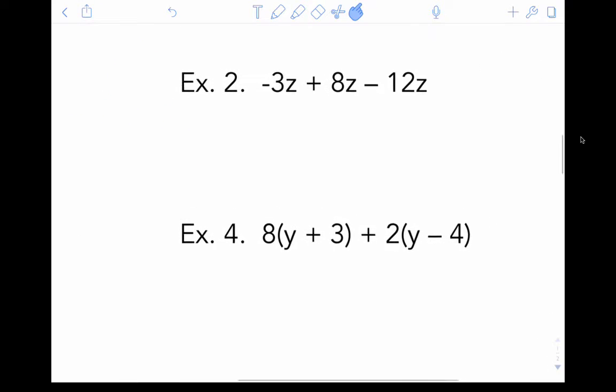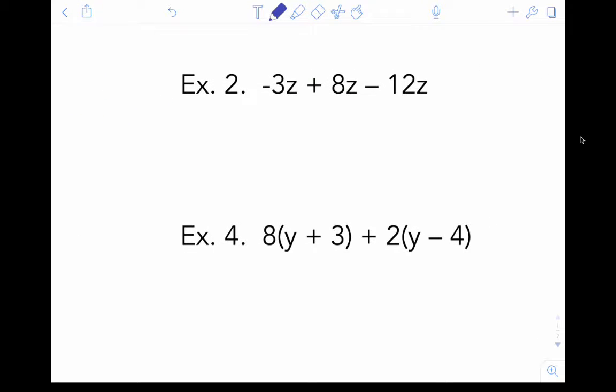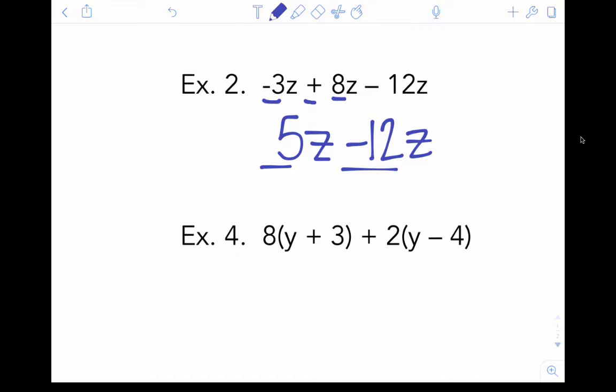Going on to example 2, we have just a little bit more. We have -3z plus 8z minus 12z. So let's take this one part at a time. We have -3z plus 8z. So I'm going to take -3 plus 8, which is 5. So right now I have 5 z's, and then I still need to subtract 12. So I need to do 5 minus 12, which is -7. So I have -7 z's.